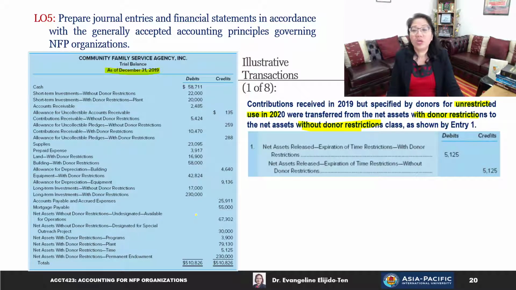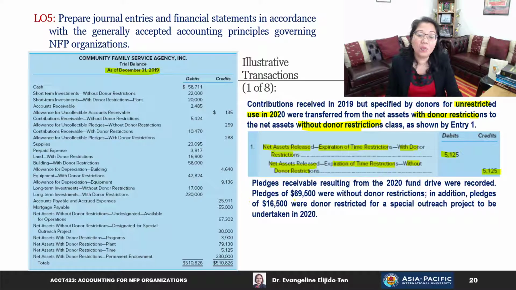So, when you are transferring from donor restricted to non-restricted net asset account, you will be debiting net assets released, expiration of time restrictions with donor restrictions, 5,125, and credit net assets released, expiration of time restriction without donor restriction for the same amount. Now, pledges receivable resulting from 2020 fund drive were recorded.